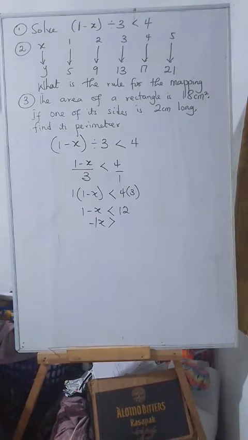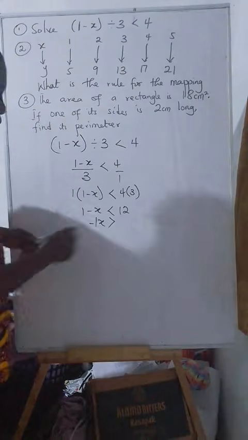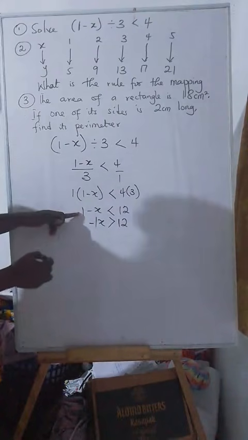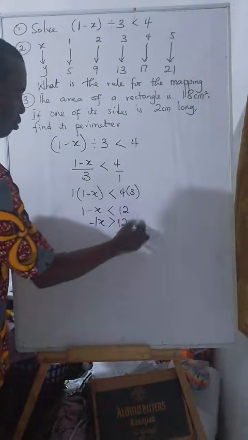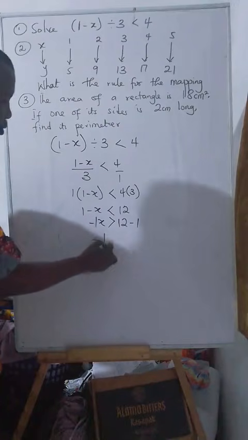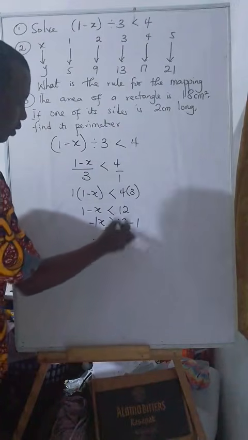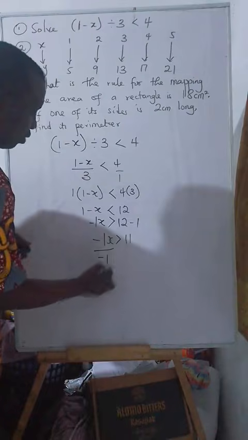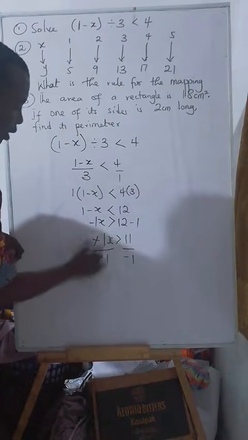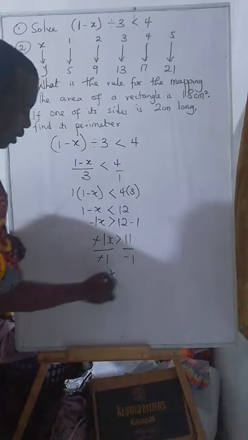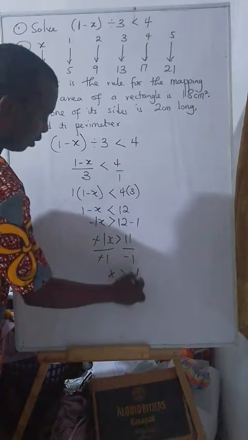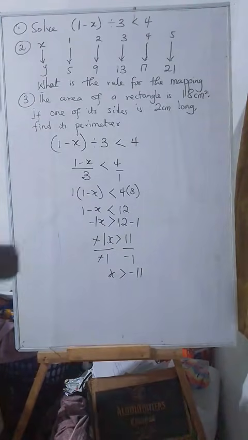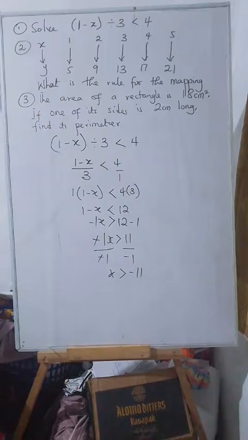So here we have the less than to be greater than. So this will be 12. Then you transfer this one to the right side, becomes minus 1. So minus 1x greater than, this is 11. So we divide through by the coefficient of x. Then this cancels this. Your x is now negative 11. So that is how to solve this one.